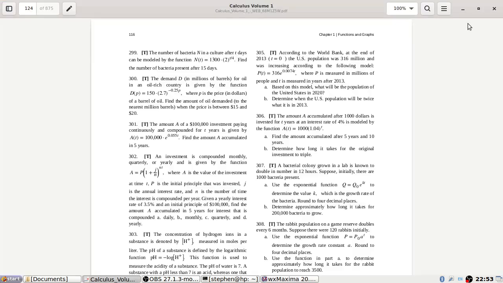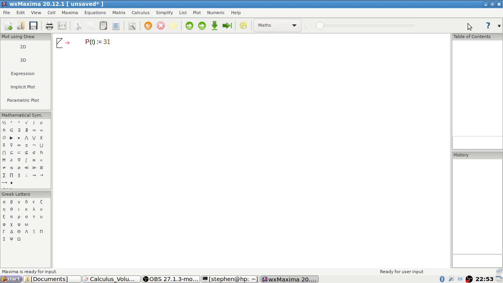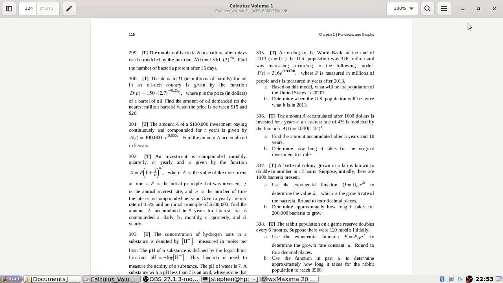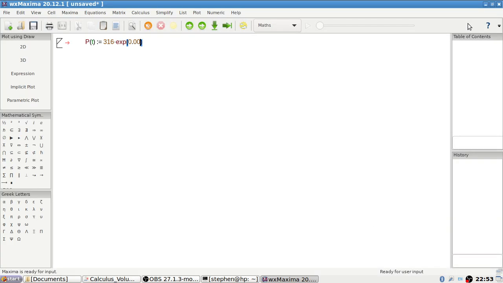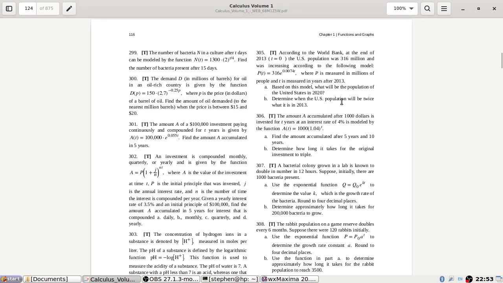P(t) is defined as 316 exponential of 0.0074 times t, where P is measured in millions of people and t is measured in years after 2013. So t is 0, it's the end of 2013. What will the population be in 2020? Well, start or end of 2020?